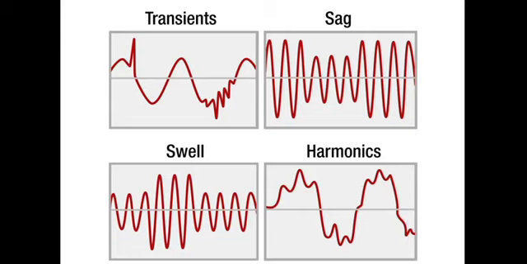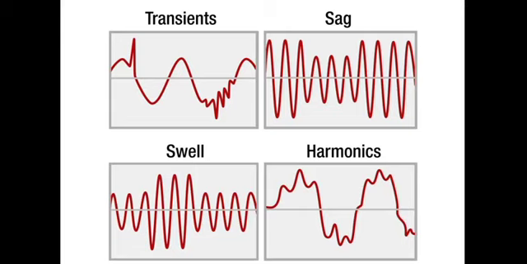Transient voltage. Short duration, high energy voltage spikes caused by lightning strikes or switching events can damage equipment and disrupt operations. Voltage swells. Short duration increases in voltage that exceed the normal range, often caused by sudden load reduction.